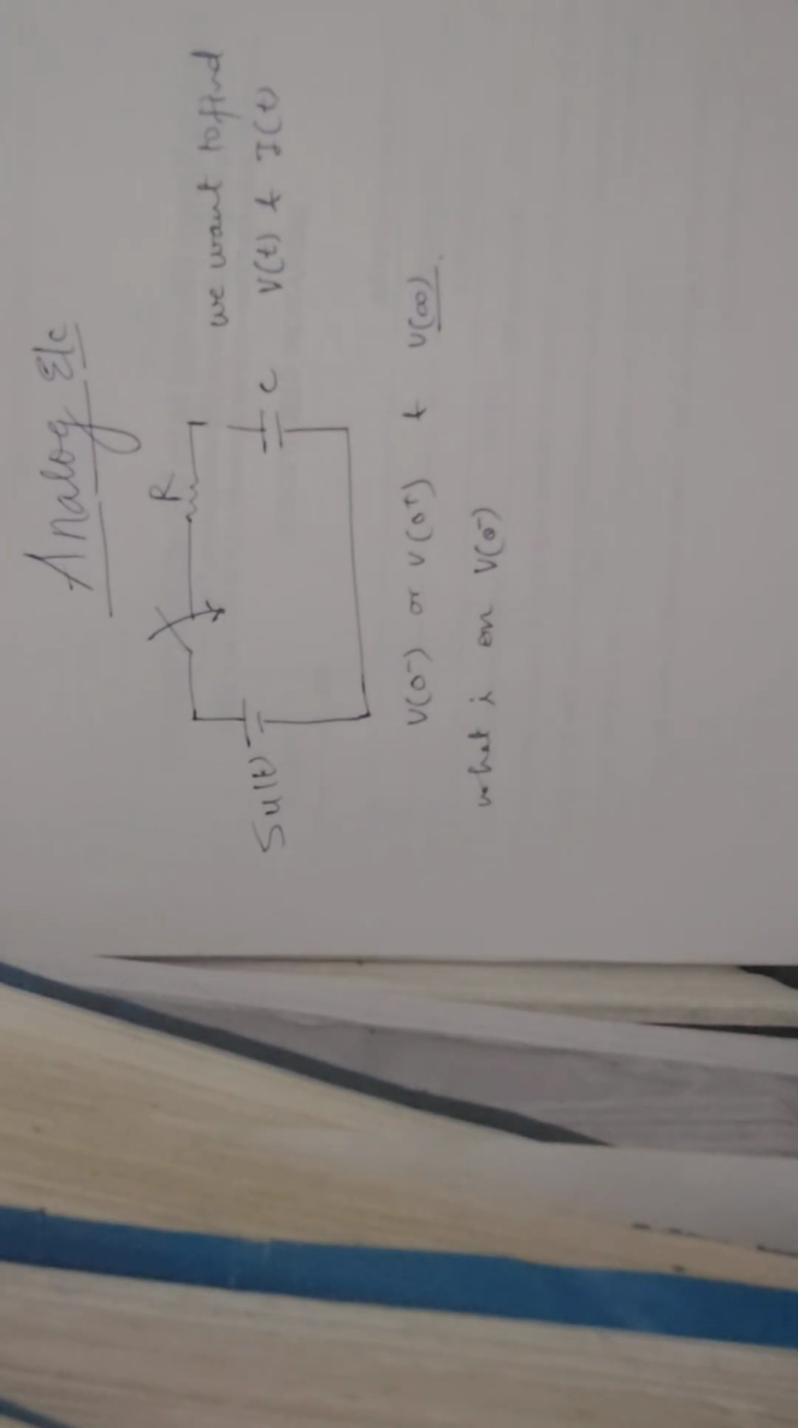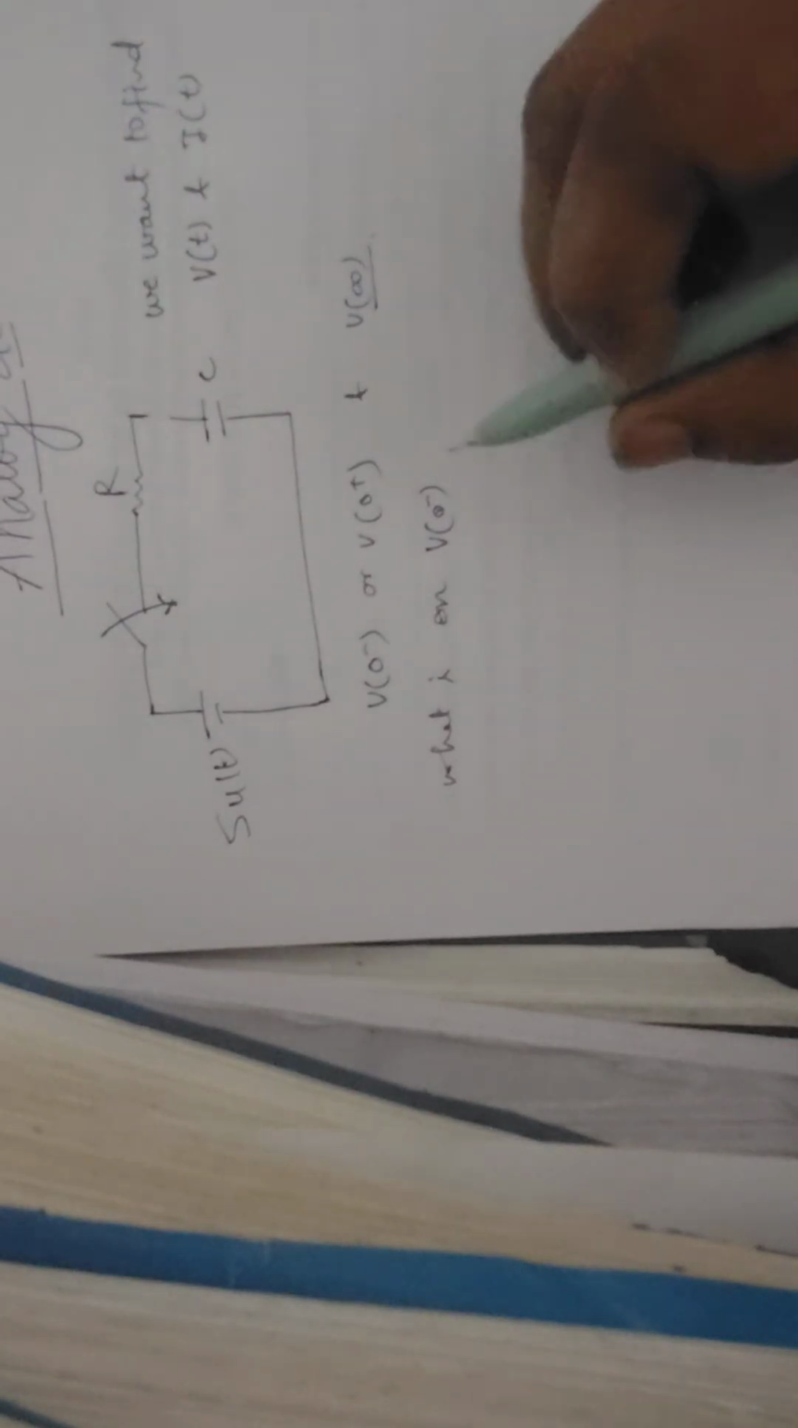Hello friends, today we want to study analog electronics. So we start here from the RC circuit, and then after that the combinations of the RC circuit: parallel of R and C, and parallel of R and series of C. So we will study all the combinations of the circuit, and then after that we will study the RL circuit.